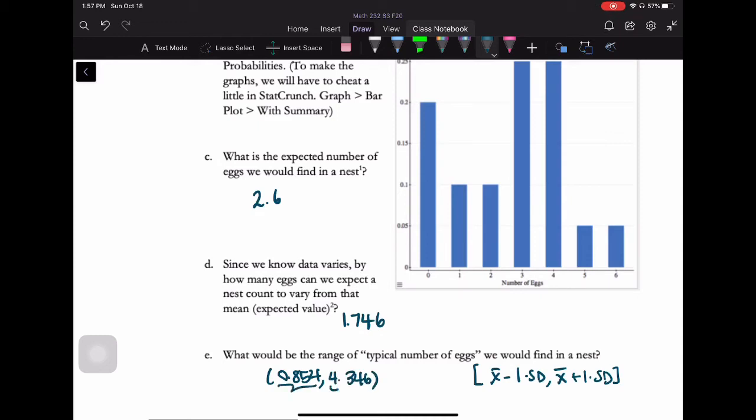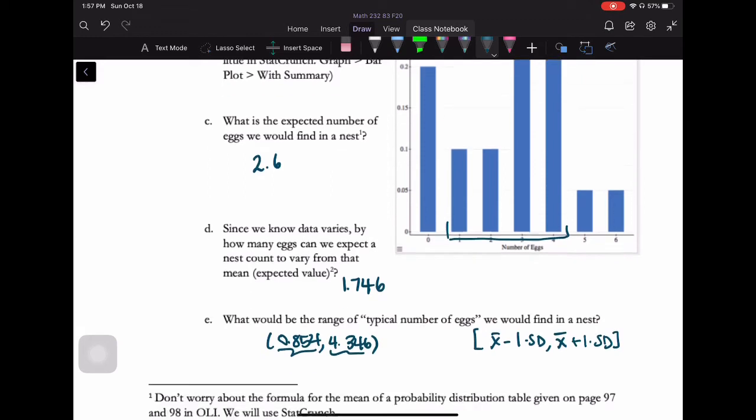Now, you're not going to have decimal eggs. You're going to say between, like, that would be this range here of typical values. And the other ones would not be typical because 0 is not included in that interval and 5 and 6 aren't either. And again, there's formulas for these, but we're not getting bogged down by them because we used StatCrunch.